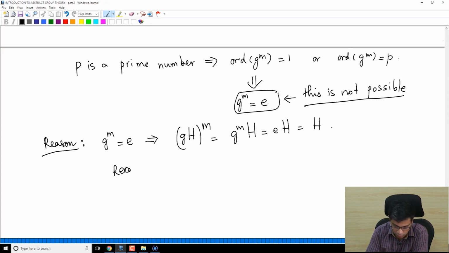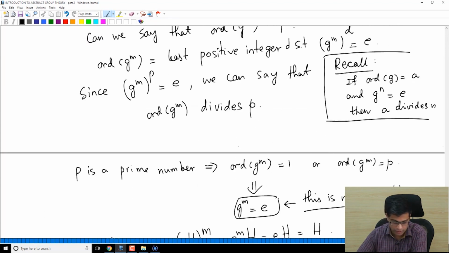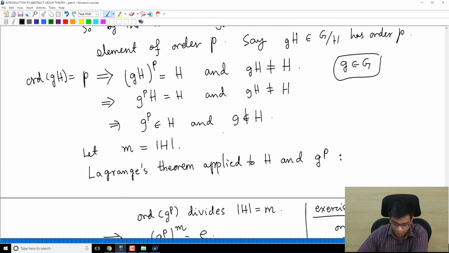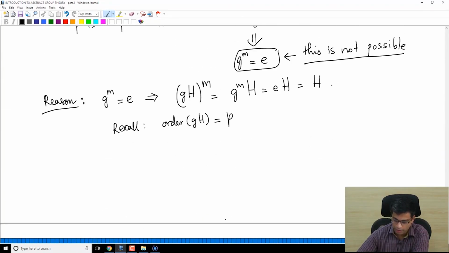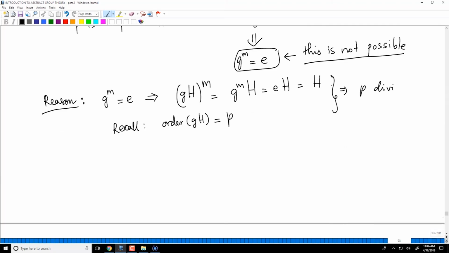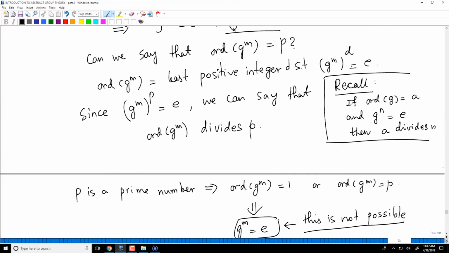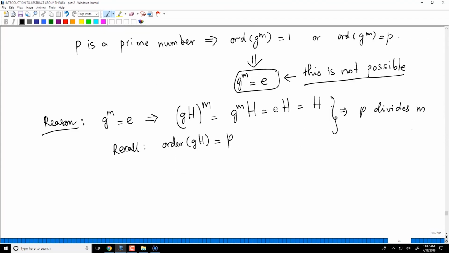But recall, how did we pick up GH? Order of GH is P, right? That is the way we constructed it, because by the induction hypothesis applied to G mod H, it contains an element of order P, so GH was that element. So GH power m equal to identity and order of GH equal to P means P divides m, by the same exercise as before: if order of G is A and G power n is E, then A divides n. But P divides m, this is not a good thing, right?